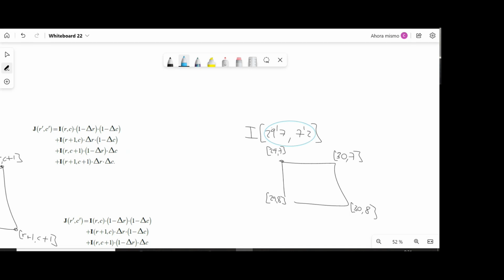So it is given by the location you want to interpolate. Once you know the fractional location, simply you have to take the one before and the one after in each direction. And then for instance, 29.7 and 7.2 is here. So we have 0.7 in this direction, 0.2 in this direction.